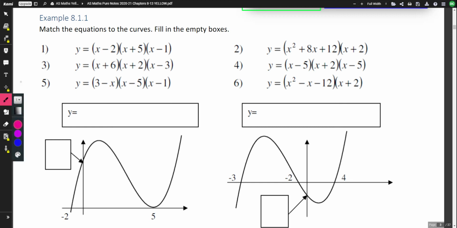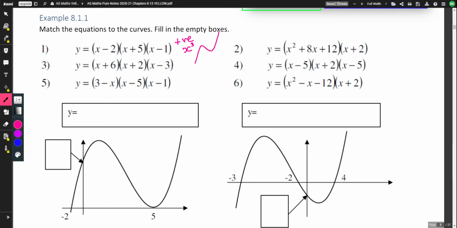Right, this first cubic, y equals (x take 2) times (x plus 5) times (x take 1). I'm not going to expand the brackets because I don't need to, but I'm going to think, if I expanded the brackets, would the x cubed term be positive or negative? I hope you can see the x cubed term would be positive in this case, because it would come from positive x times another positive x times another positive x, so it will be positive.